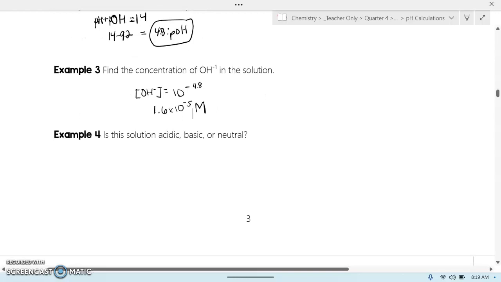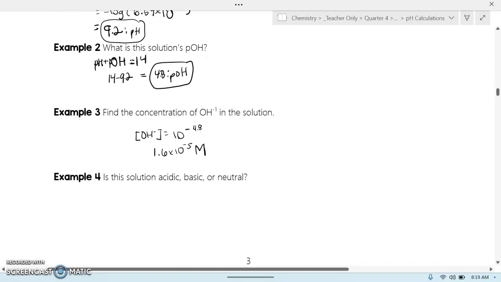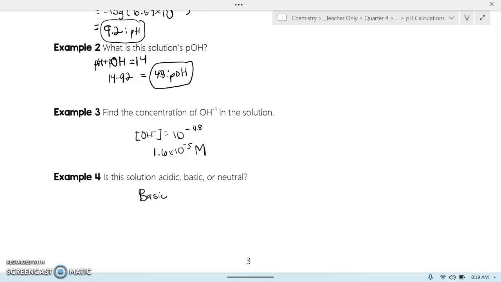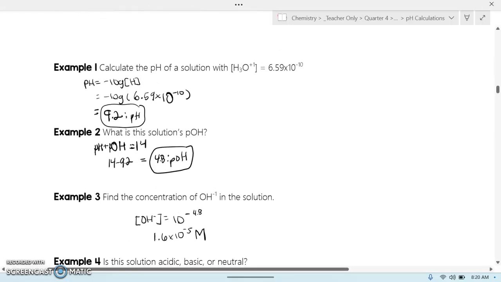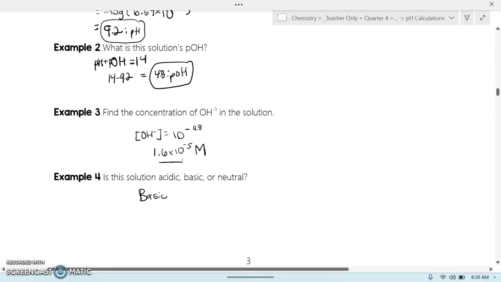And the last one, is this a basic, acidic, or neutral solution? We know from last week that high pH is basic. This is a basic solution, and that's because we have more of our OH than we do of our H3O. If you look at these concentration values, the OH amount is much higher, so it offsets to be more basic in nature.